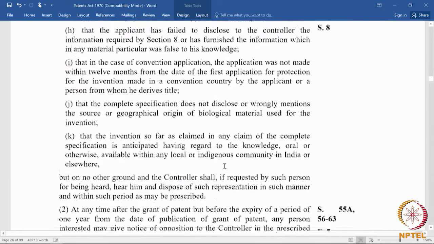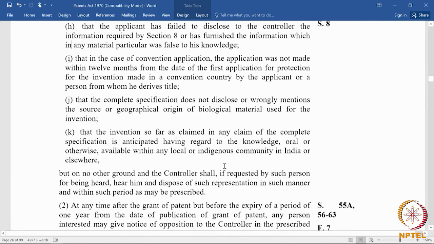J, where the complete specification does not disclose or wrongly mentions the source of geographical origin of biological material used in the invention. The source or the origin of the biological material has to be mentioned properly. If it does not disclose it properly, no mention of it, or it is wrongly mentioned. Okay. Again, this goes to the conduct of the applicant.